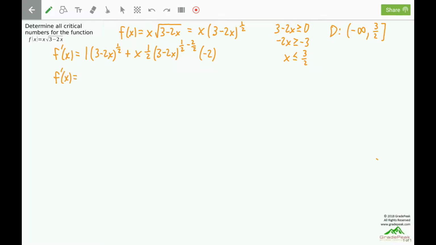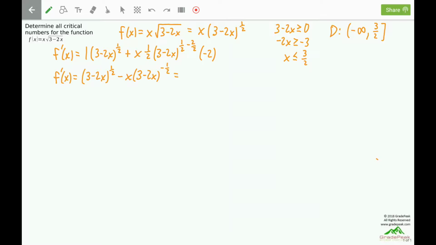So f prime of x equals, the first term is 1 times 3 minus 2x to the 1/2 power. 1 times anything is itself. In the second term, we can collect the constants together. There's a 1/2, and there's a minus 2. 1/2 times 2 is 2/2, or 1. With the negative is negative 1. So we can put that out front. It'll be a minus. There's an x out front already. And then there's a 3 minus 2x to the 1 minus 2, negative 1/2 power.